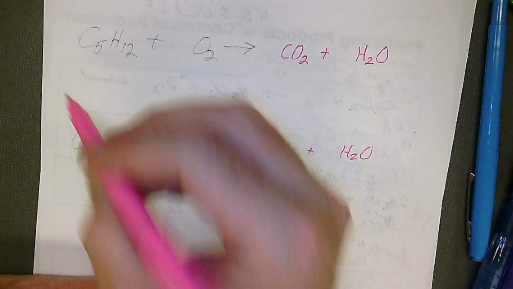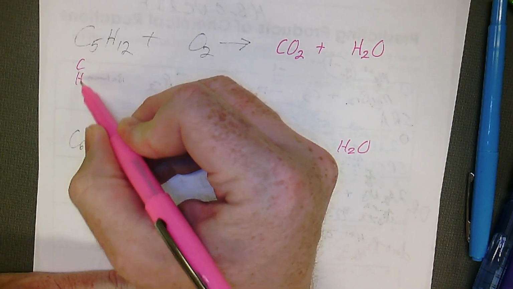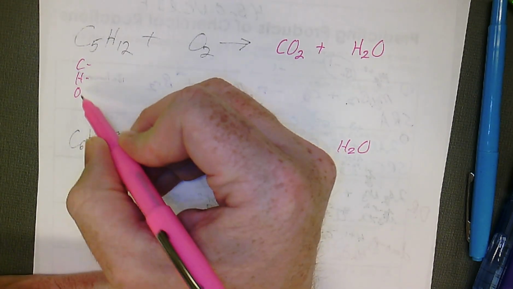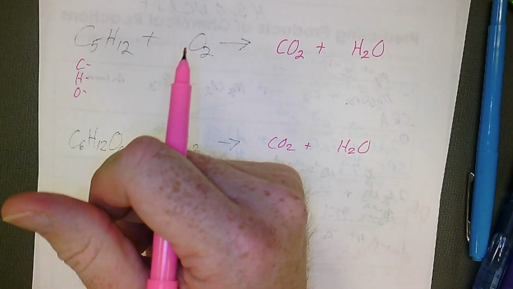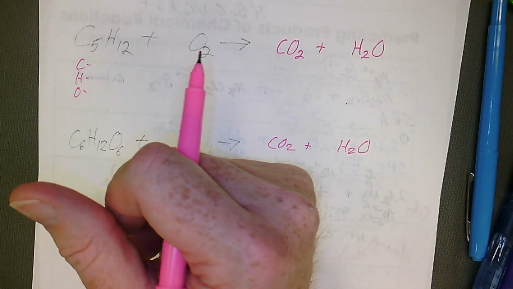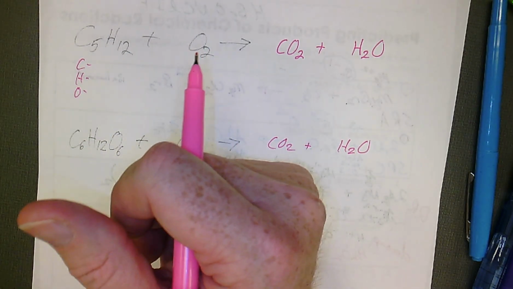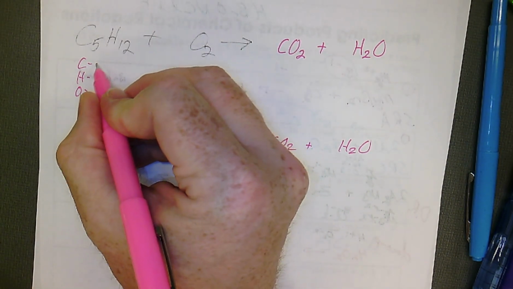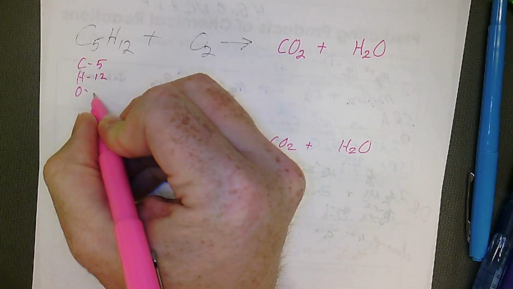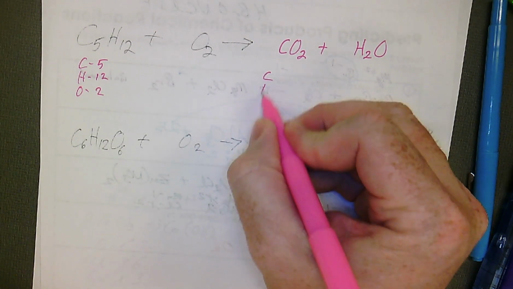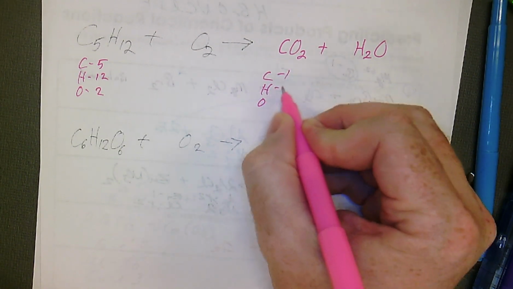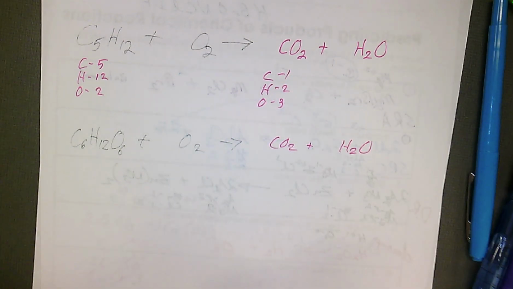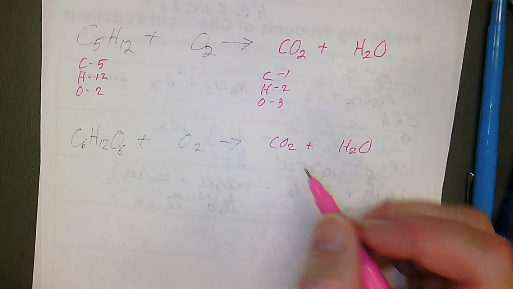Now we go through and balance it. C, H, O. It spells Cho. That was Harry Potter's girlfriend for a little while. Cho Chang. Yep. All right. 5, 12, and 2. C, H, O: 1, 2, 3. Is that right? Yeah. For some reason I didn't add right.